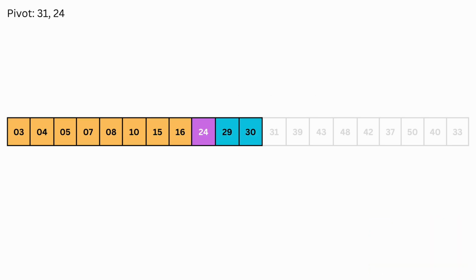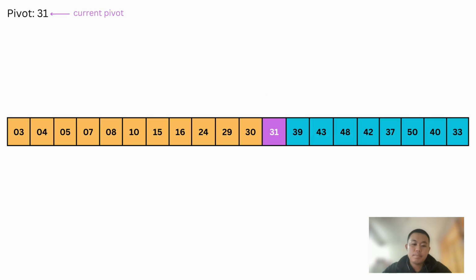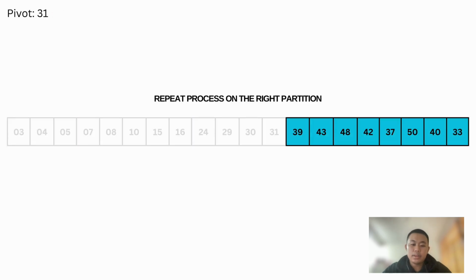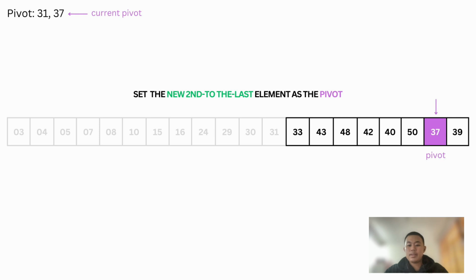Now this entire subarray is now sorted. So again, we move one step up. And now we would sort this right partition by finding the first, middle, and last elements. Then sort them, and swap the middle to the second to the last element, and then make it the pivot.